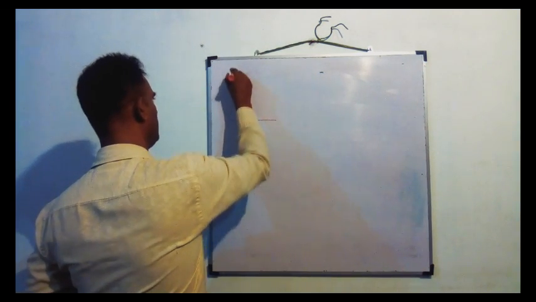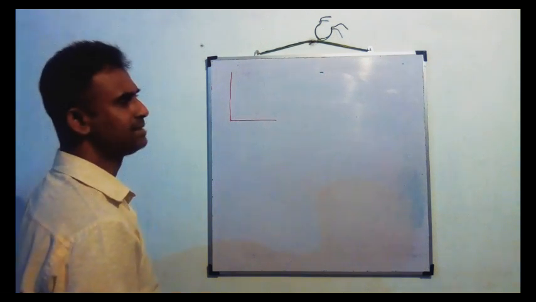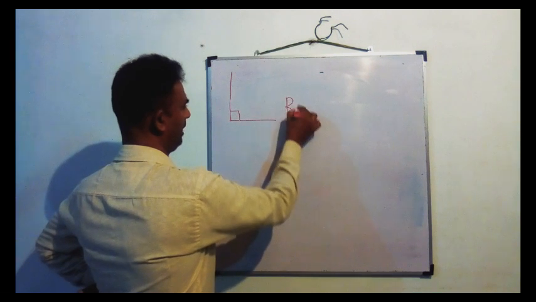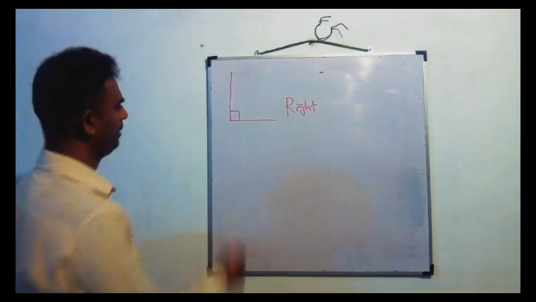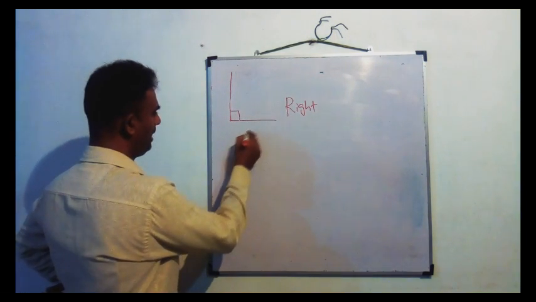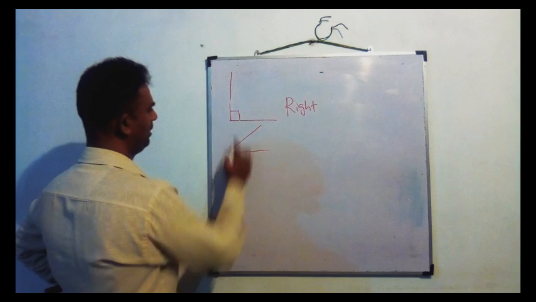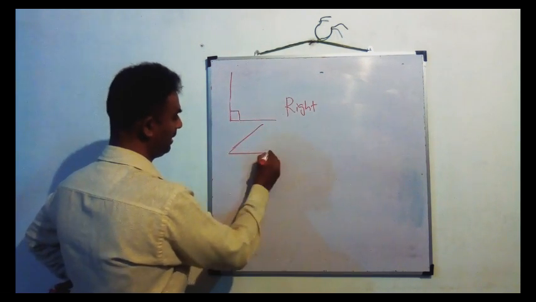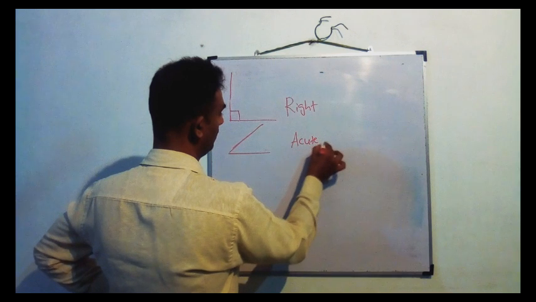We studied this type of angle. We call this a right angle. This is the right angle. Next one. Less than a right angle. Less than a right angle, we call that an acute angle.